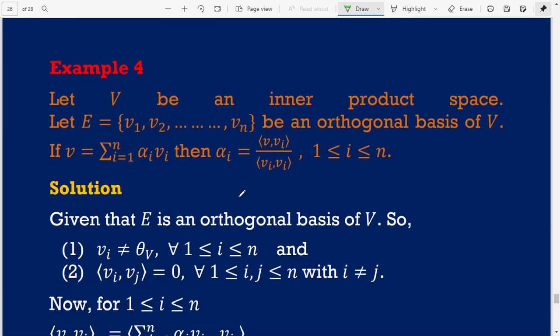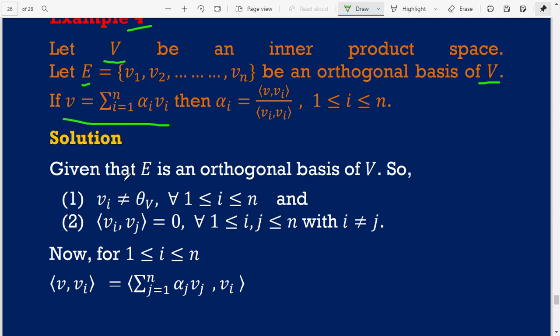Now we see the example. Let V be an inner product space. Let the set E = {v1, v2, up to vn} be an orthogonal basis of V. If v is equal to the summation i = 1 to n alpha i vi, then alpha i is equal to the inner product of v with vi upon the inner product of vi with vi, for 1 ≤ i ≤ n.